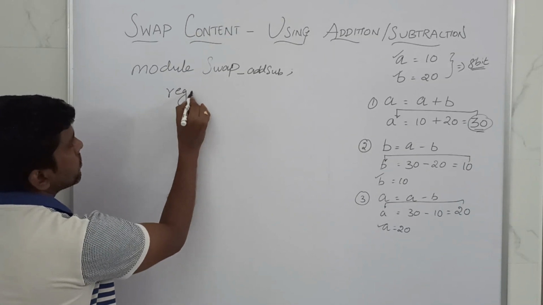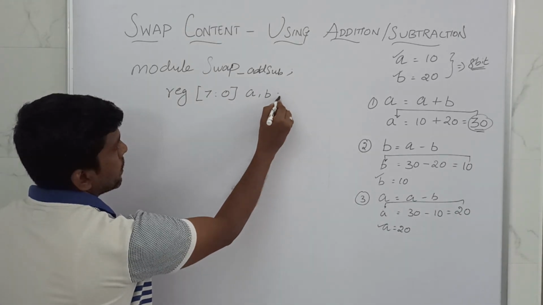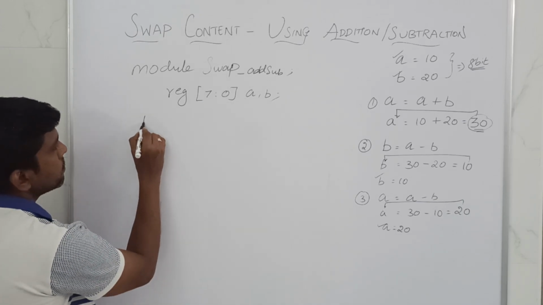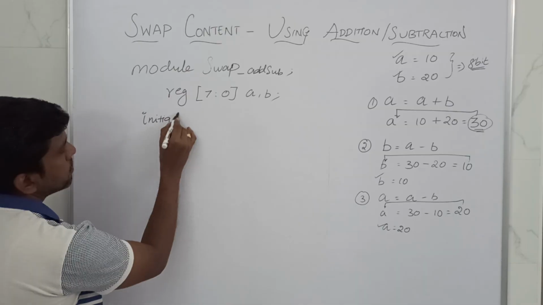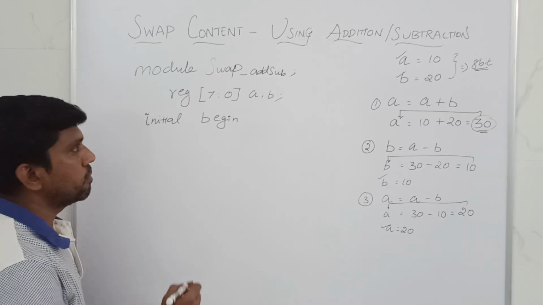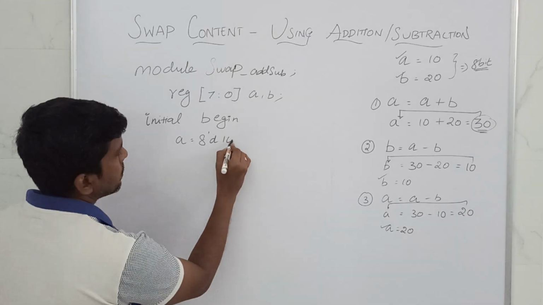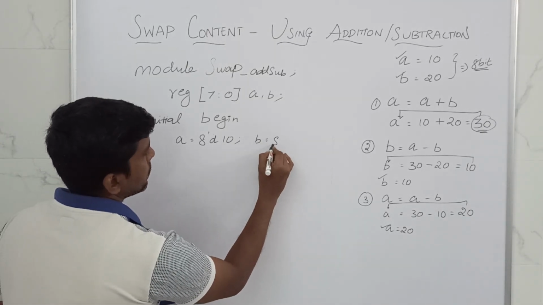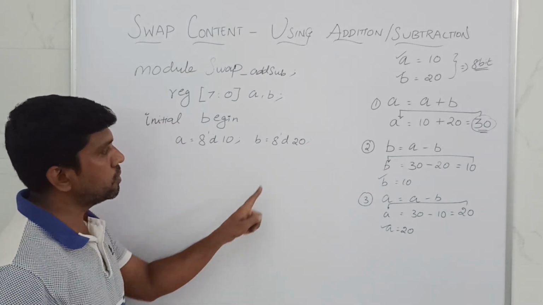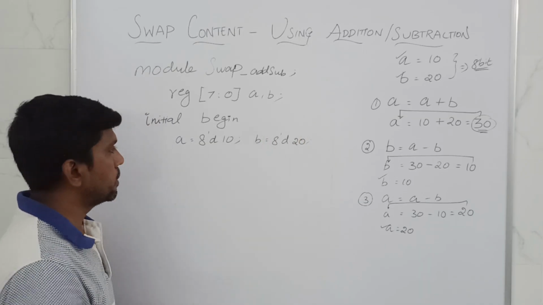So the range 7 down to 0, A comma B. So these two variables consist of 8-bit values. Then initial begin. I initialize the variable values. So A equal to 8'd10, B equal to 8'd20. So this 8 represents 8-bit value, D represents decimal. So this 20 is the assigned value for B.